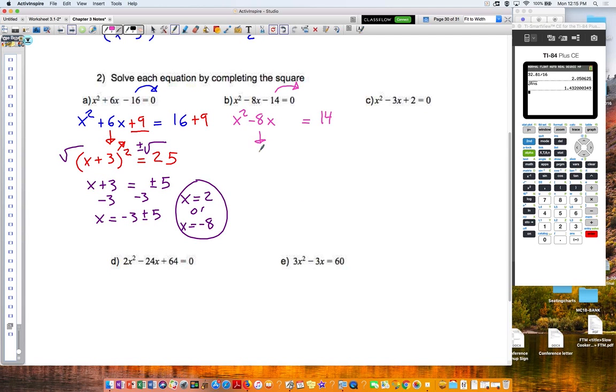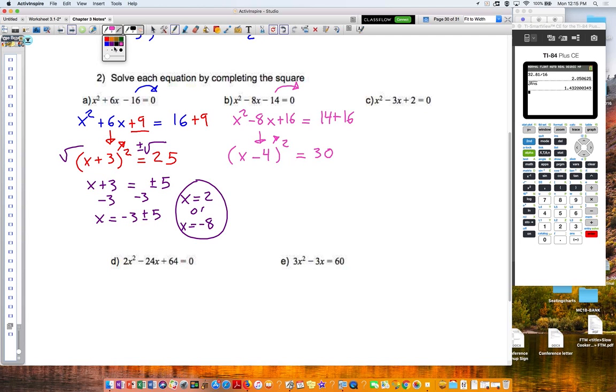Complete the square. Half of negative 8 is negative 4. Negative 4 squared is 16. I'm going to add 16 to both sides. So now this factors to x minus 4 quantity squared equals 30.